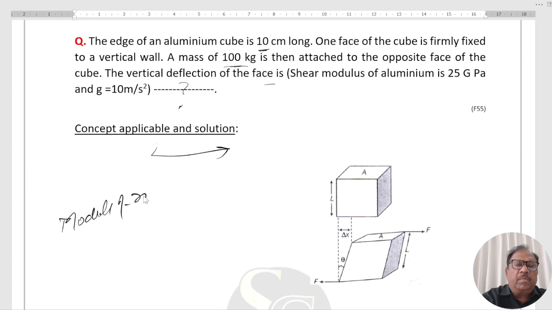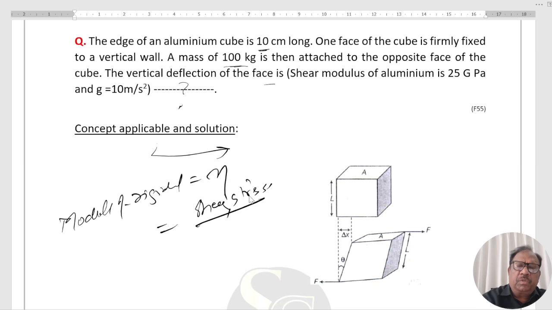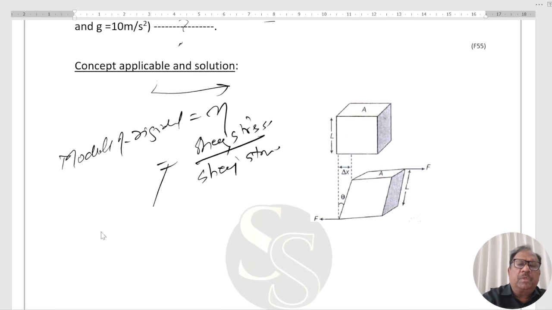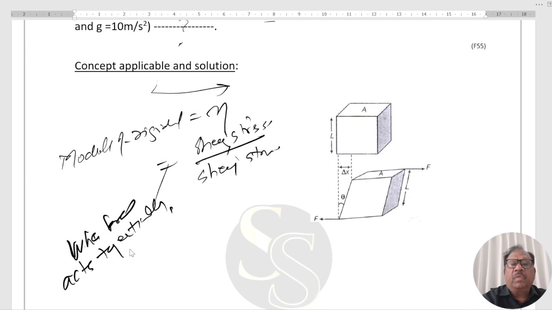Modulus of rigidity, denoted by eta, is shearing stress over shearing strain. Shearing stress is when force acts tangentially, that is equal to F upon A, delta X upon L, delta F upon A, delta X upon L.